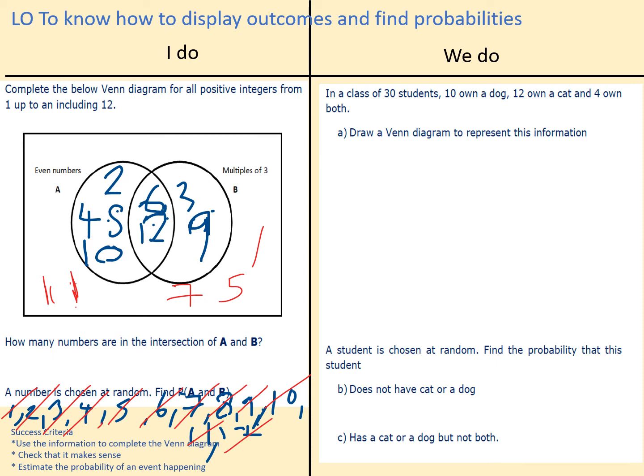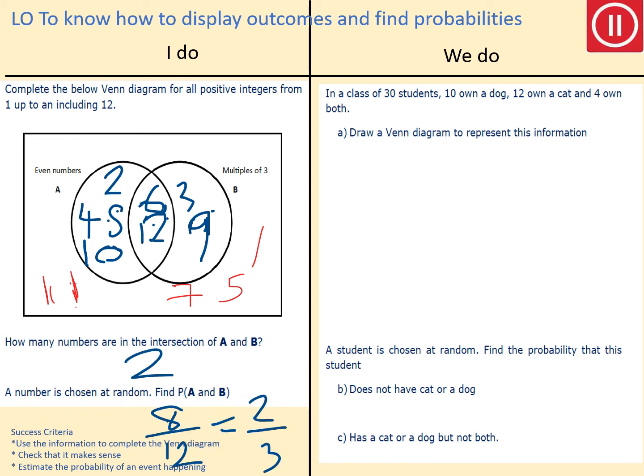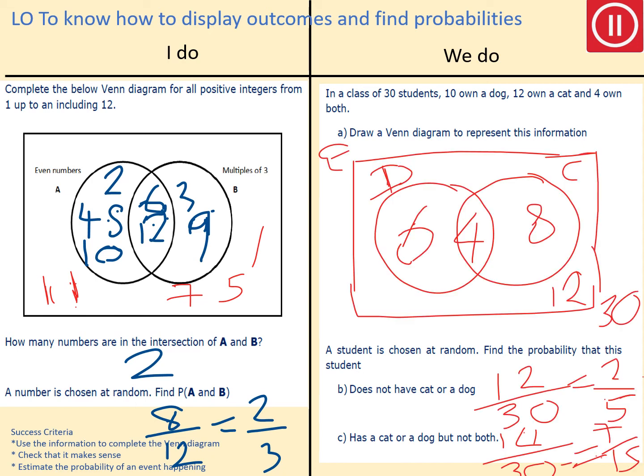Have a go at drawing the Venn diagram to represent a class of 30 students who own a dog and a cat, or own both. Pause the video while you have a go at that. Okay, so we've got the universal set. We've got dogs on one side, cats on the other. So you should have 6, 4 and 8 in the cats and 12 in total sitting on the outside.